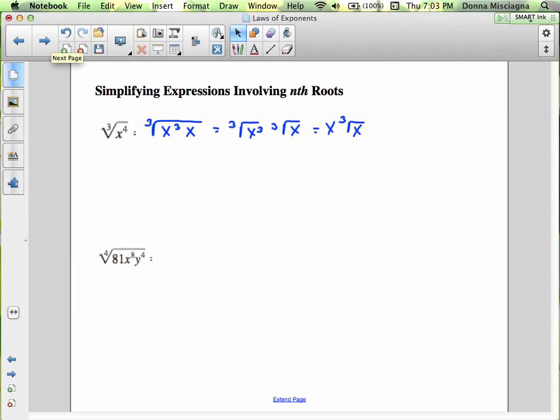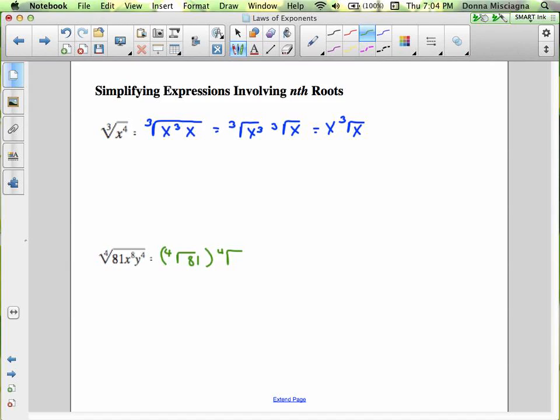Let's look at the second one there. We can separate each of these. We can think of this as the fourth root of 81 times the fourth root of x to the eighth times the fourth root of y to the fourth. If you like, you can also think of x to the eighth as the fourth root of x to the fourth times the fourth root of x to the fourth. I won't rewrite the other ones again. You can also think of the fourth root of 81 as the fourth root of 3 to the fourth, because 81 is 3 times 3 times 3 times 3.